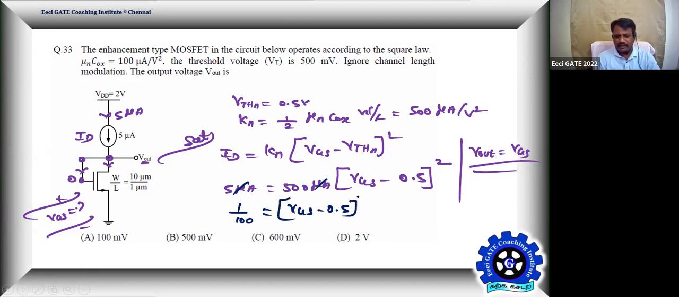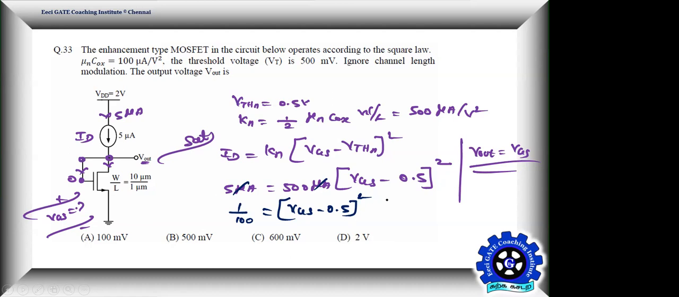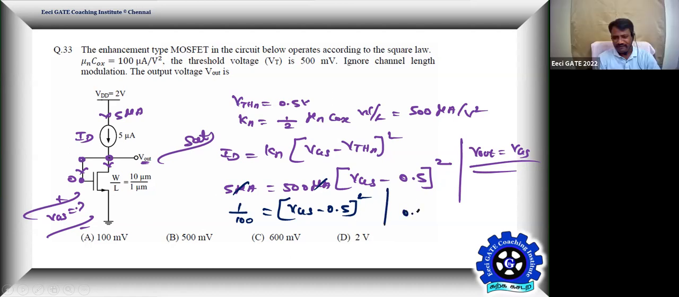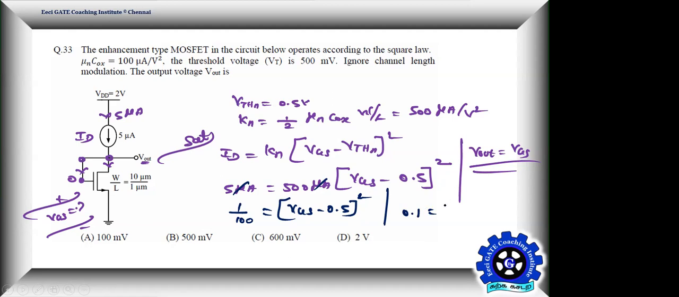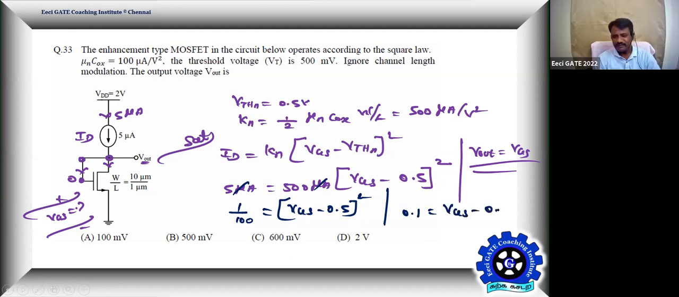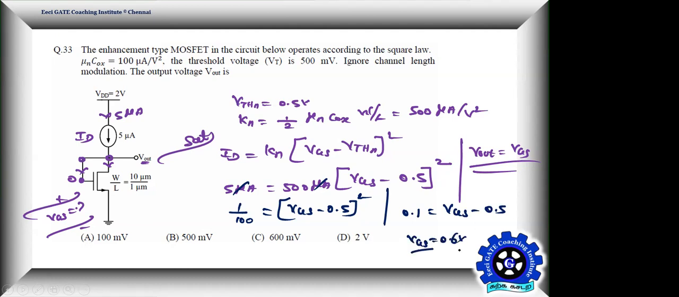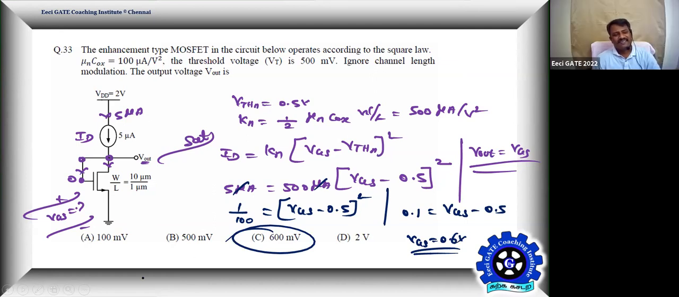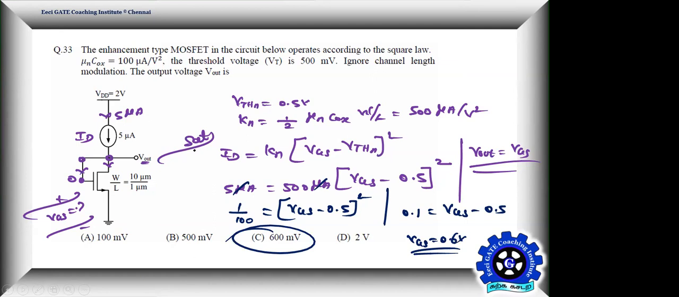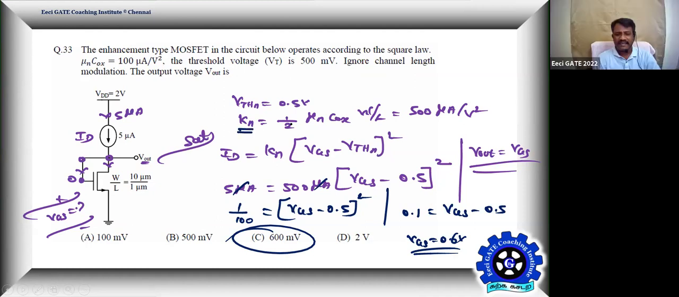And because of the new habit, what did you do? Applied the root. Okay, then what is the left side? 0.1, correct? 1 by 10. Then the right side is what? VGS minus 0.5. Then what is VGS instantly? 0.6. Then the answer is 600 millivolts. Easy, right? The play was only in the Kn. He didn't give it directly. He asked us to play with this equation. Understood?